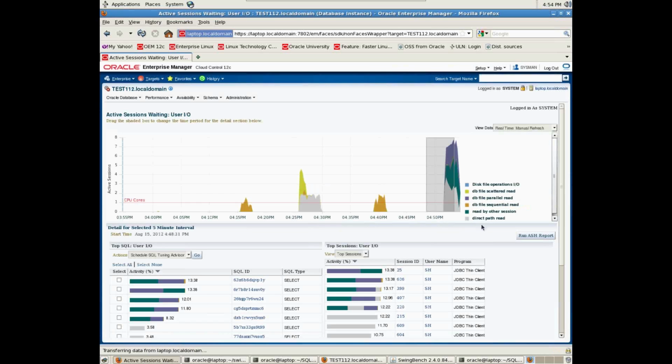If we look at this user I/O wait class, it's because this is doing direct path reads, read by other session, DB file sequential read, DB file parallel read, DB file scattered read. And the difference here is that it's because of 11G for serial processes. So these aren't parallel queries running, these are just serial processes.